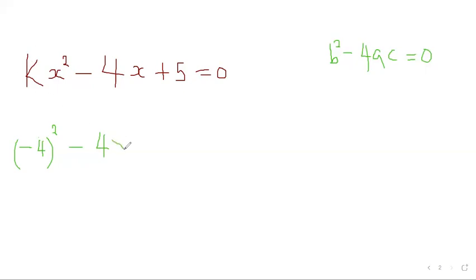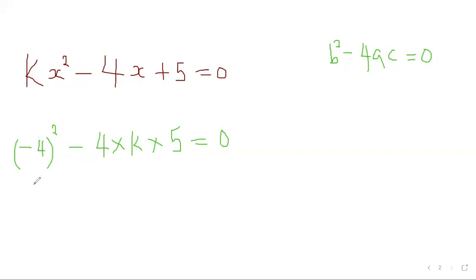You can see that my a is k this time around, and my c is 5. I hope you have not forgotten all this. b squared minus 4ac is equal to 0. Why? Because the question says that they have equal roots.